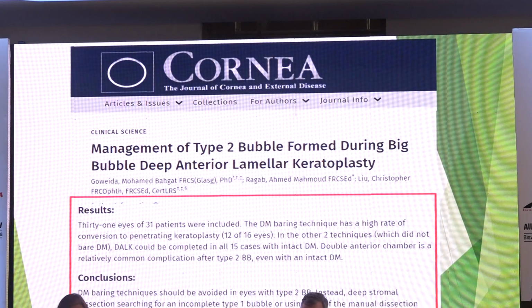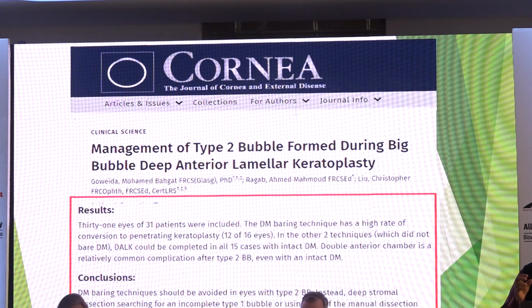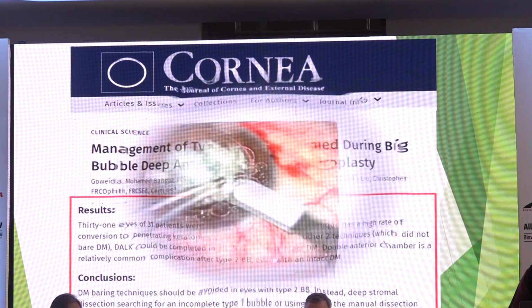Now, there's one article which I found interesting, from this group, where they looked at the various methods of management of the type 2 bubble. And in these 31 odd patients, they found that when you have a type 2 bubble, if you try to do a big bubble, the chance of conversion to PK is a lot higher. But if you do a combination of manual and a bit of visco, you can get away with a DALK.